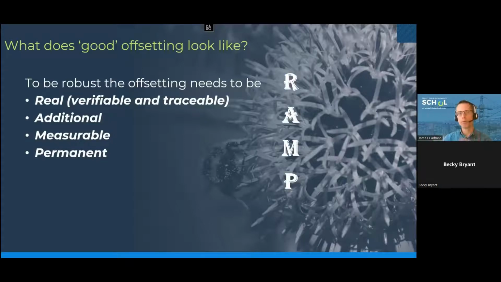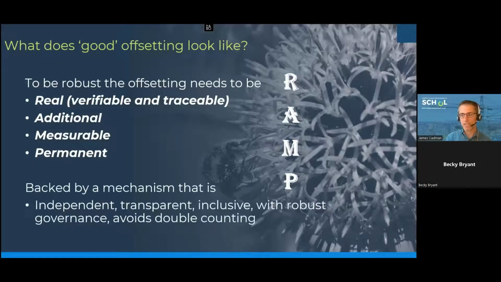You need to ramp up your ability to understand how robust the offsetting scheme is using those 4 keywords: real, additional, measurable, and permanent. So hopefully that's a good mnemonic for you. Certainly helps me remember what needs to go into a good offsetting scheme. And then lastly, it needs to be backed by the governance that goes with it: independent, transparent, and inclusive. It needs to have those kinds of good governance attributes as well.